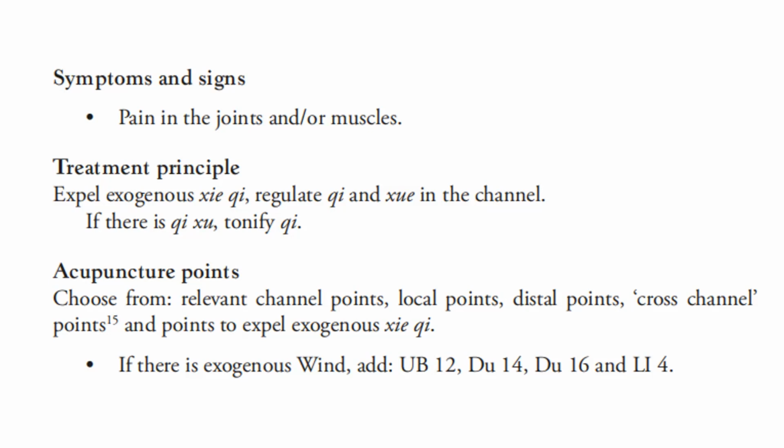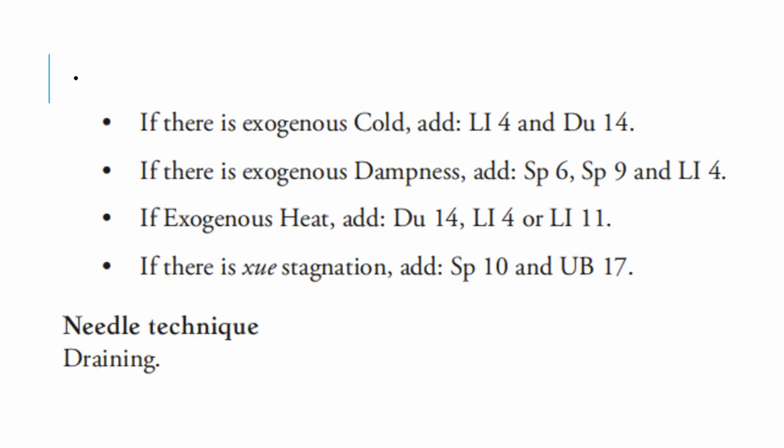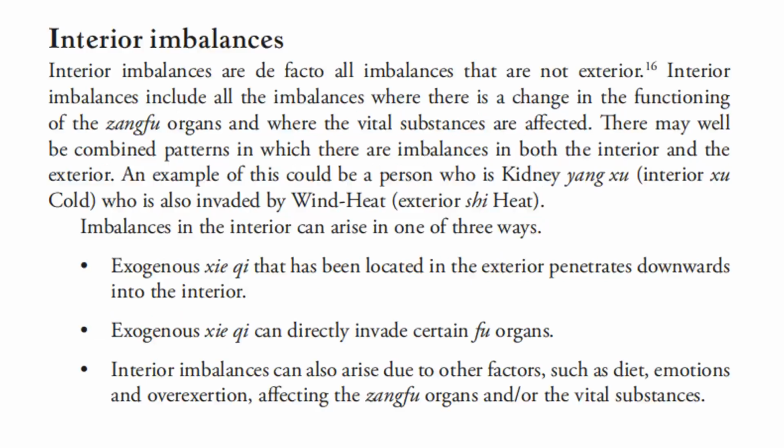UB12, DU14, DU16, and LI4. If there is exogenous cold, add LI4 and DU14. If there is exogenous dampness, add spleen 6, spleen 9, and LI4. If exogenous heat, add DU14, LI4, or LI11. If there is blood stagnation, add spleen 10 and UB17. Needle technique: we do draining.